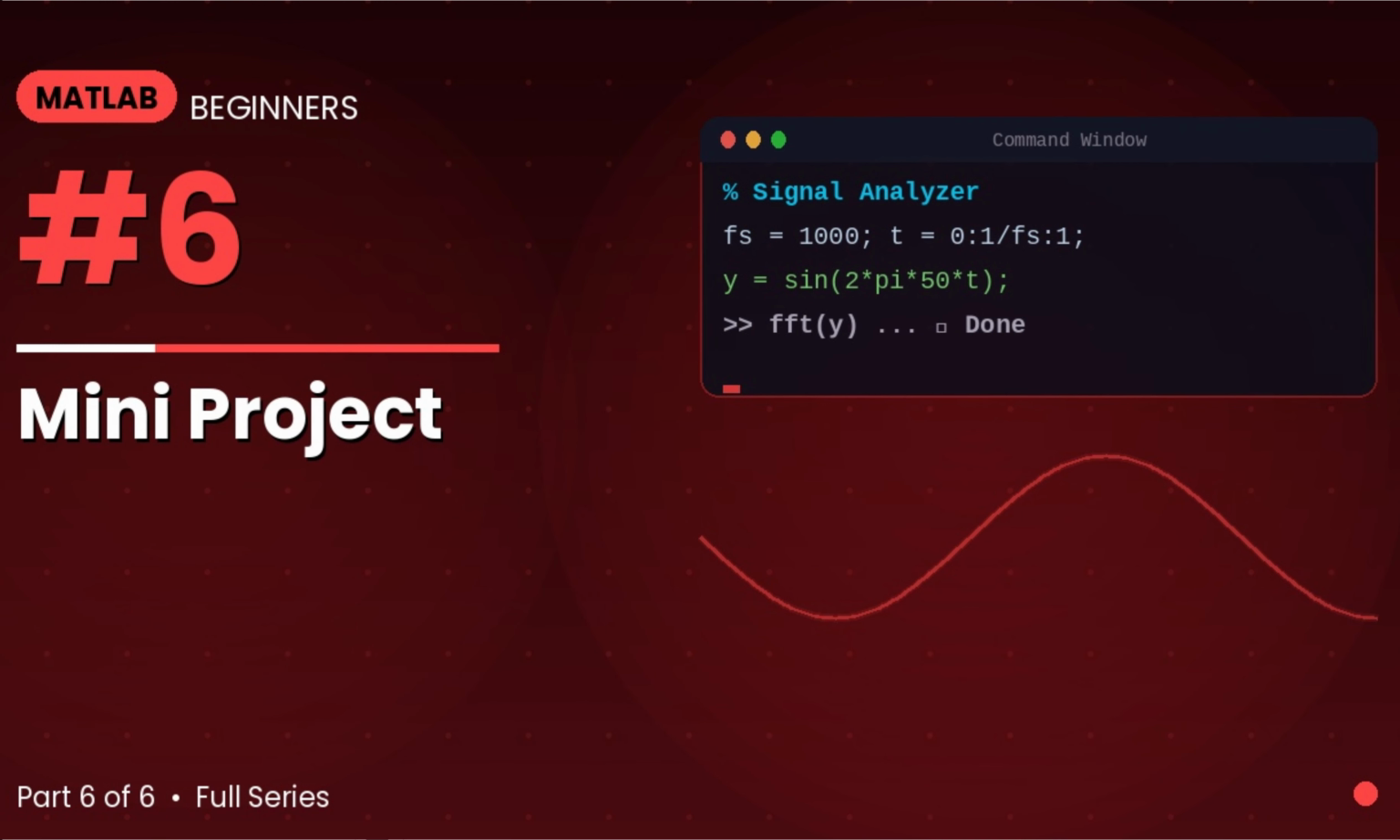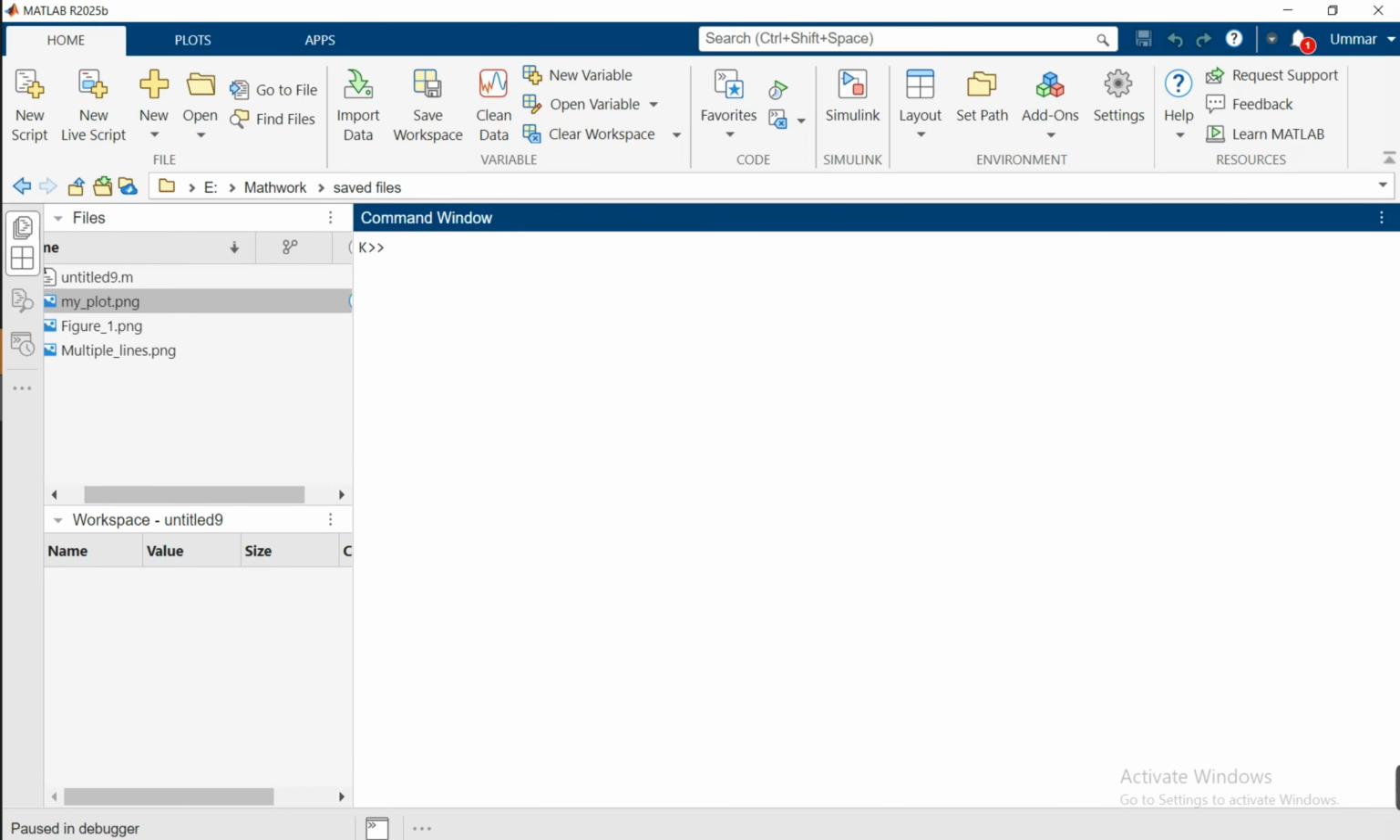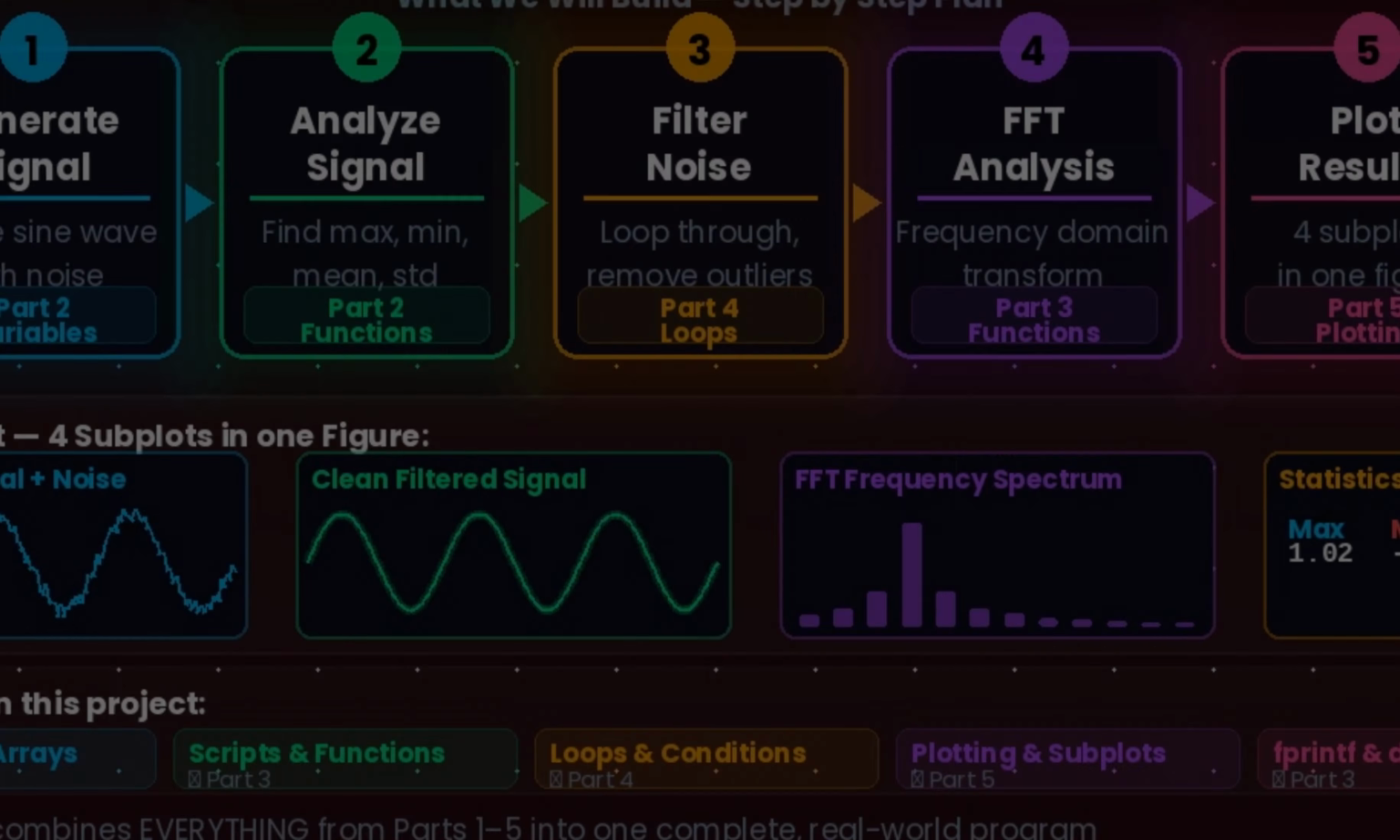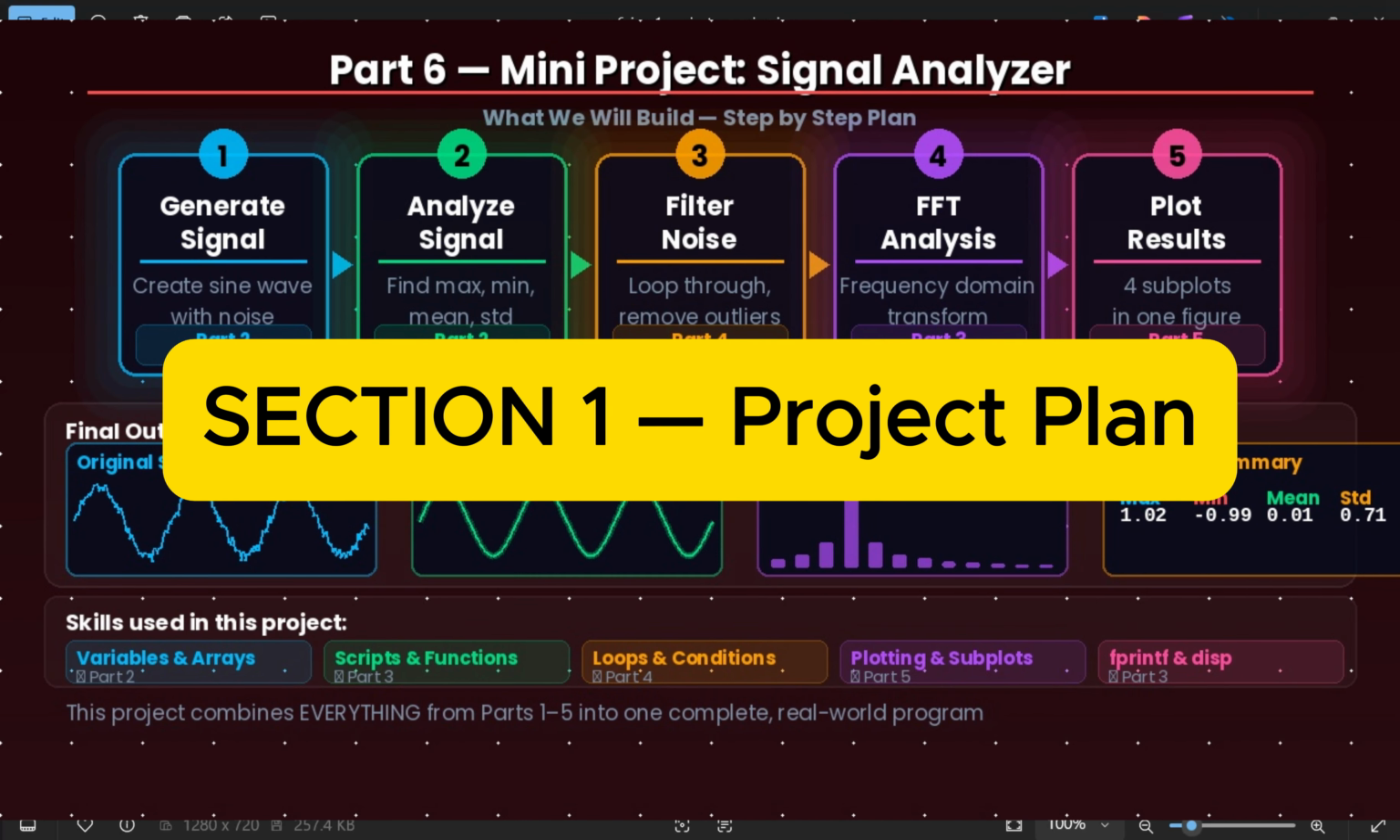Welcome to part 6, the final video of this series. This is the one where everything comes together. No new theory today. We are going to build the complete, real MATLAB program from scratch. A signal analyzer. It generates the signal, adds noise, filters it, runs an FFT frequency analysis, calculates the statistics, and displays everything in a professional 4-panel dashboard, as shown in the picture right now.